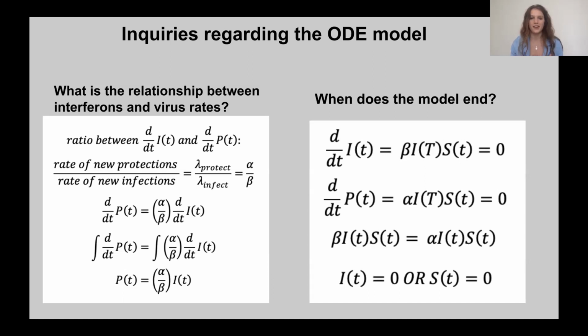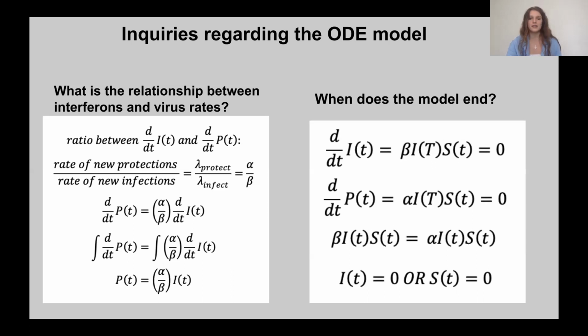And this, using our contact rates, is just alpha over beta. So when we compare these two, we have the derivative of P at t equals alpha over beta times the derivative of I at t. When we take a quick integral, we can see that the relationship between the virus and interferon rates is P of t equals alpha over beta times the infected population at time t.